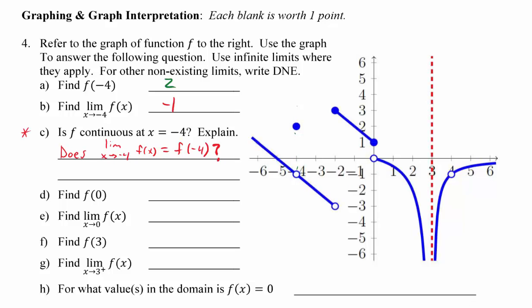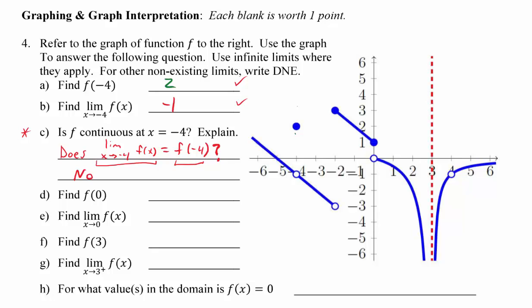Is f continuous at x equals -4? Now that we know that it is defined at -4 and the limit exists at -4, we need to see that the limit is equal to the point's value. And in fact, they are not equal. One is 2, one is -1. Okay, so we have a hole there. No, it is not continuous.